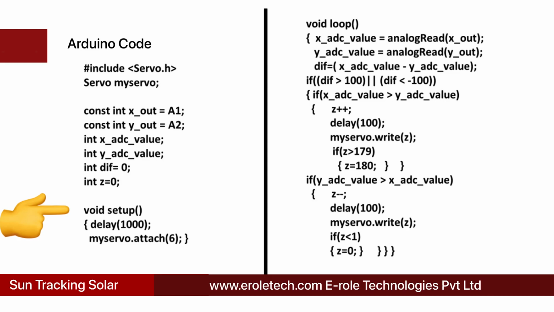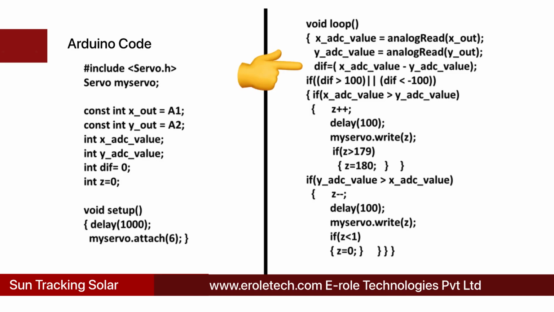Void setup is a function in which we have declared the input and output pins. Signal pin of servo motor is connected at pin number 6 of Arduino. Now we will read the analog value of the sensor connected at pin A1 of Arduino. We will save this value in variable XADCvalue. Now we will read the analog value of the sensor connected at pin A2 of Arduino. We will save this value in variable YADCvalue.